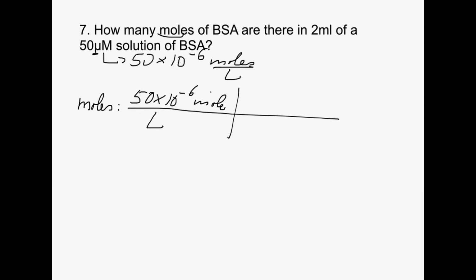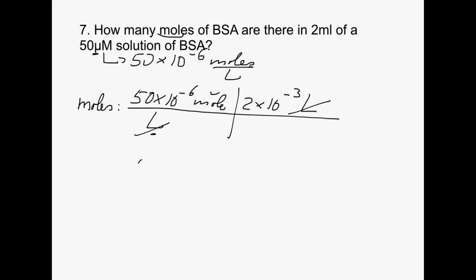Now the moles is good, but we don't want the liters, so is there anywhere where we have liters in it? Yes, indeed, it's in these 2 milliliters here. So we can write this as 2 times 10 to the minus 3 liters. We see the liters cancel out, and the unit that is left is this mole here. That's exactly what we want.